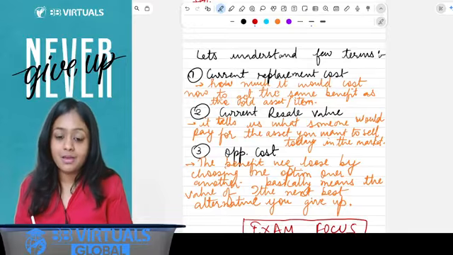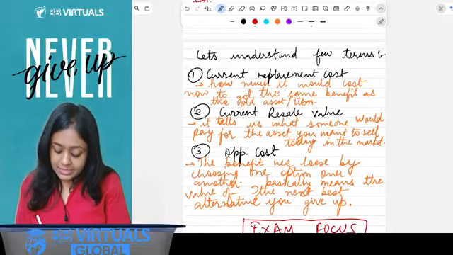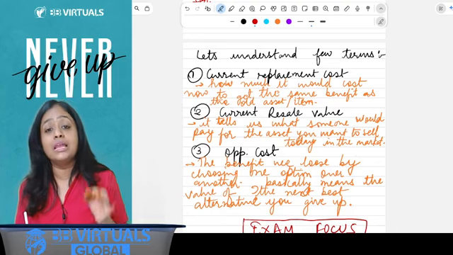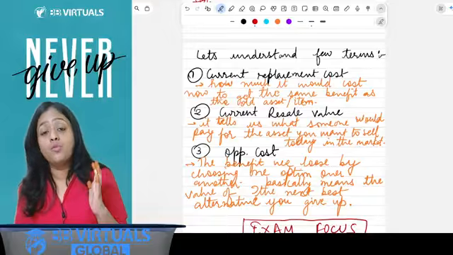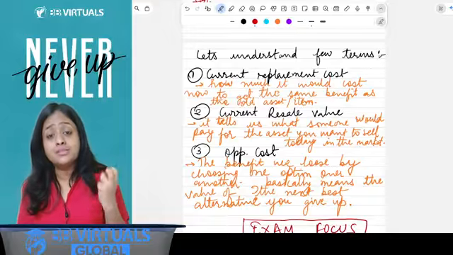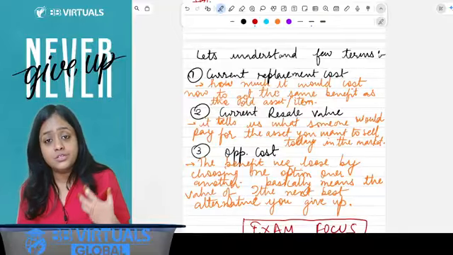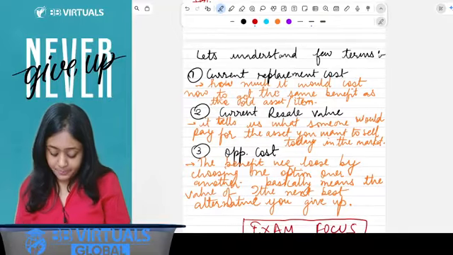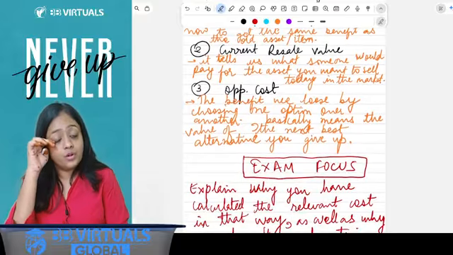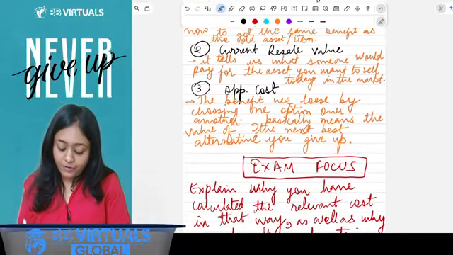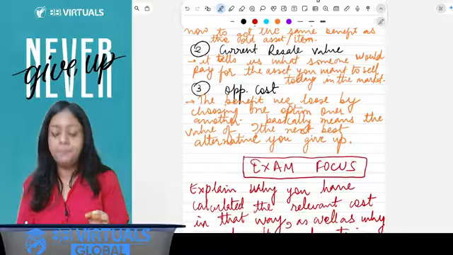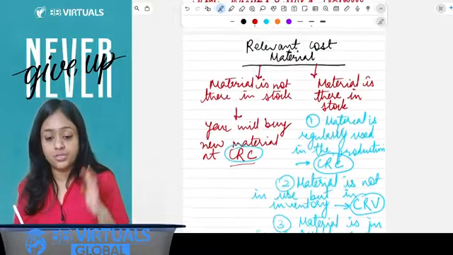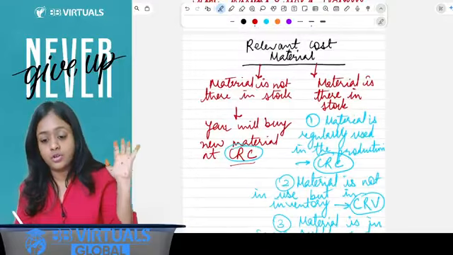Next, what is the current resale value? It tells us what someone would pay for the asset that you want to sell today in the market. In the same condition and same location, what is the other person ready to pay? Opportunity cost, like I've already explained to you, is the benefit that we lose by choosing one option over another. It simply means your lost contribution. Always remember it as lost contribution.